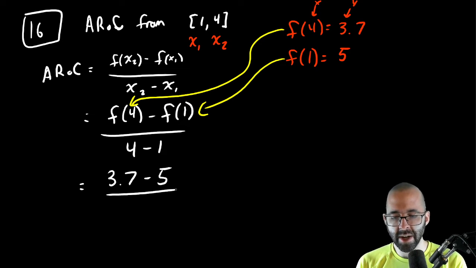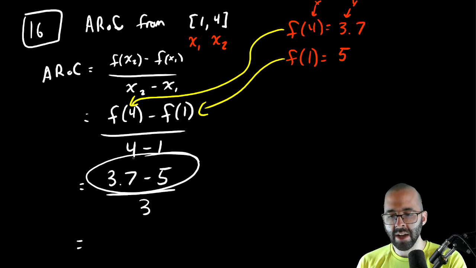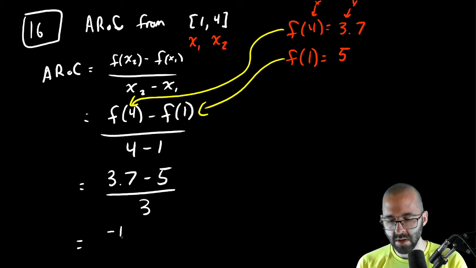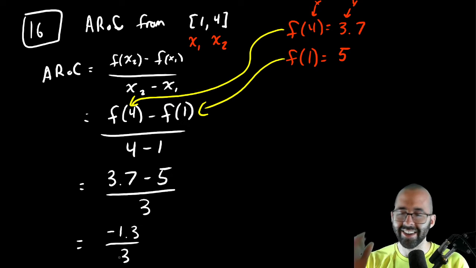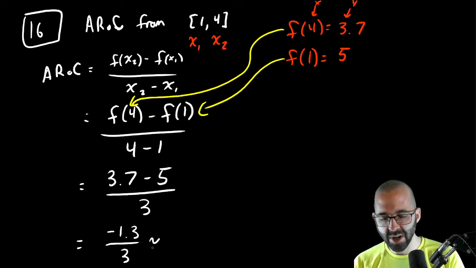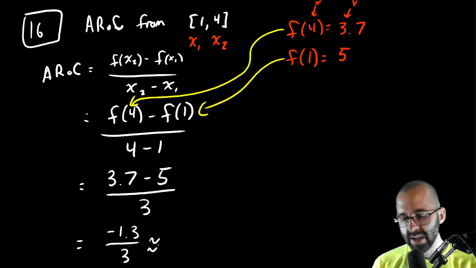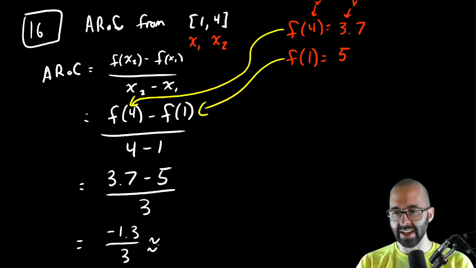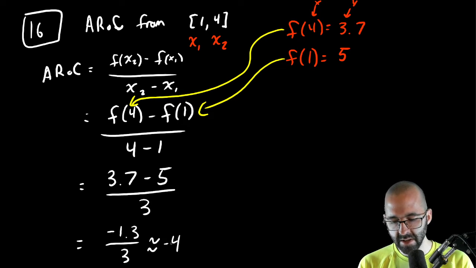The denominator is 4 minus 1. That's 3. Let's keep simplifying. Subtract this out, negative 1.3. Divide that by 3. All right, let's approximate this. The average rate of change is whatever this is going to equal. I can't do this in my head. Yes, I can. It's negative 4.3 repeating, right?